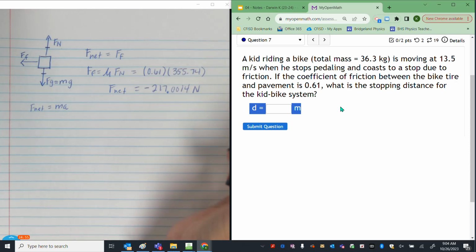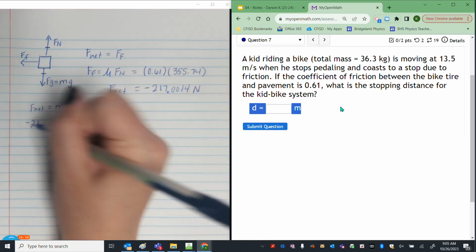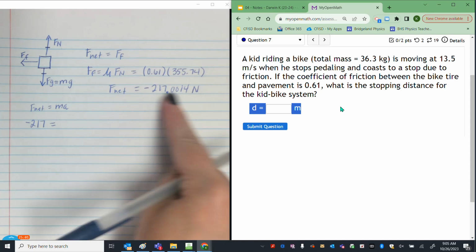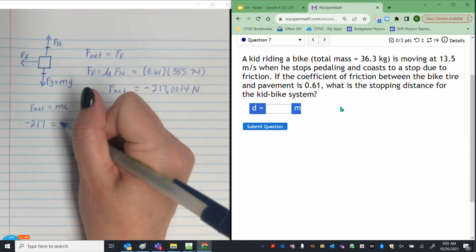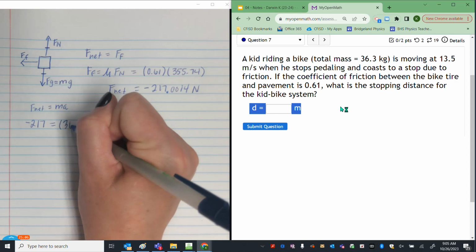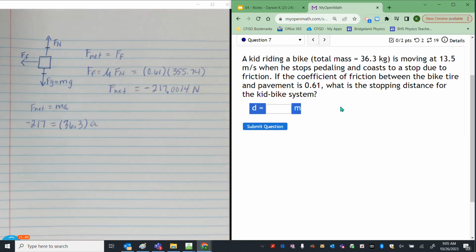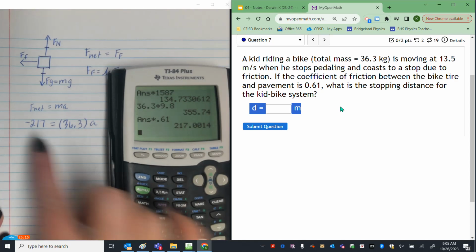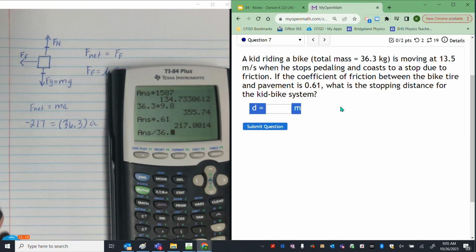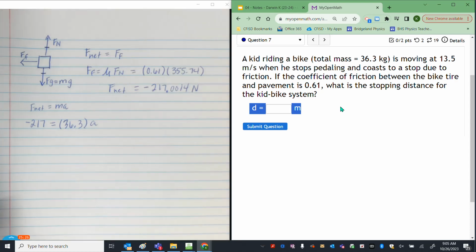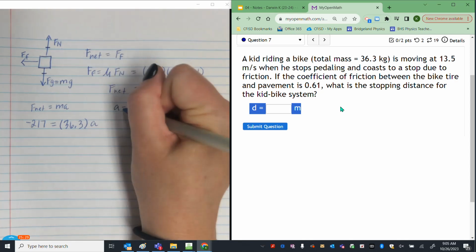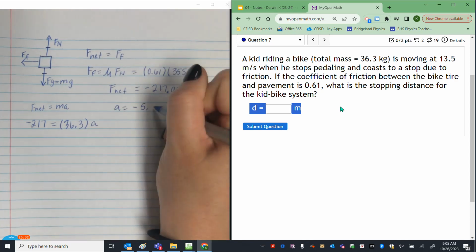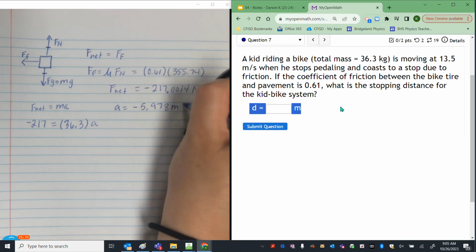I have my net force, negative 217 equals, I'm just rounding it now, but I will use the whole value in a minute. The mass in the question, 36.3 times A. So if I want to solve for A, I'm going to divide my 217, and technically this should be negative, by 36.3, and I'm going to get, and again this should be negative as well because I didn't type it in here, negative 5.978. Again, this is not my answer, this is the acceleration, negative 5.978 meters per second squared.